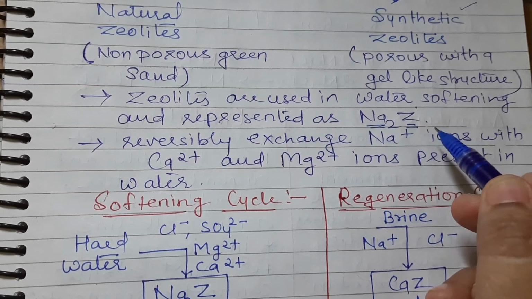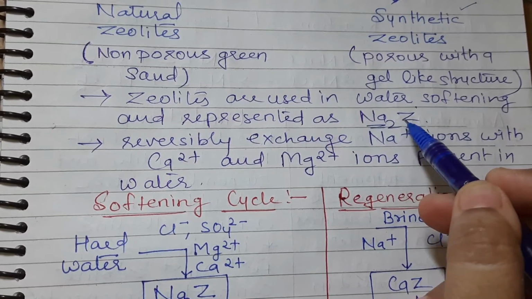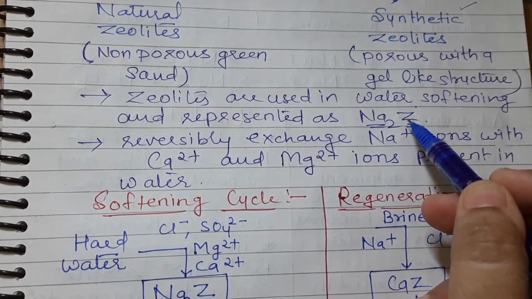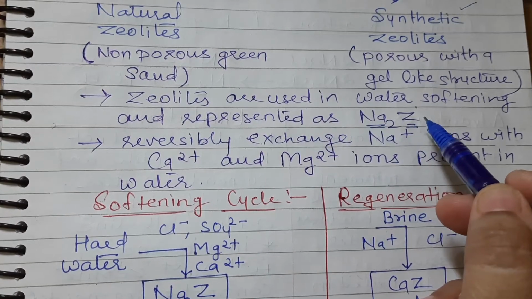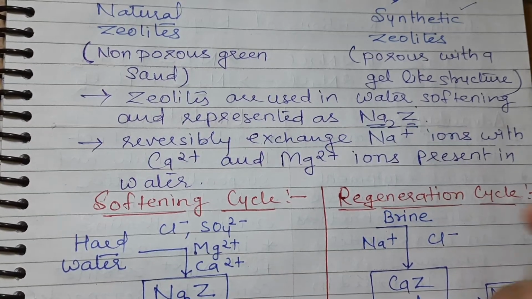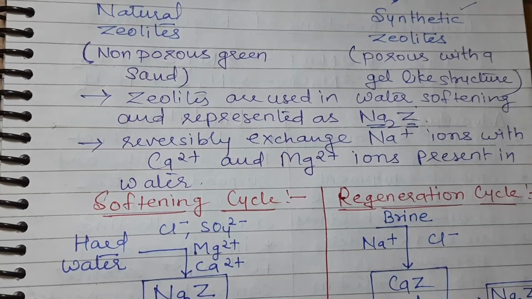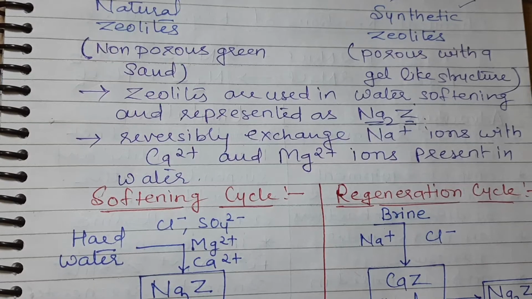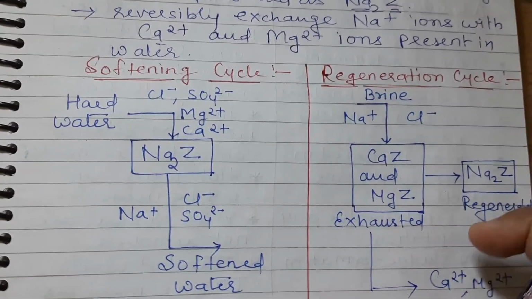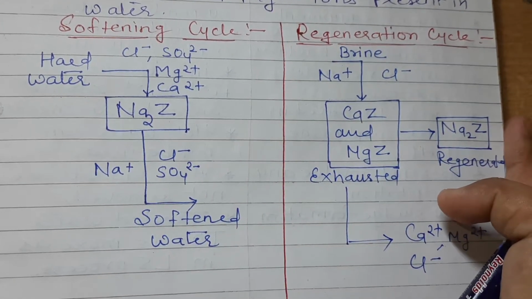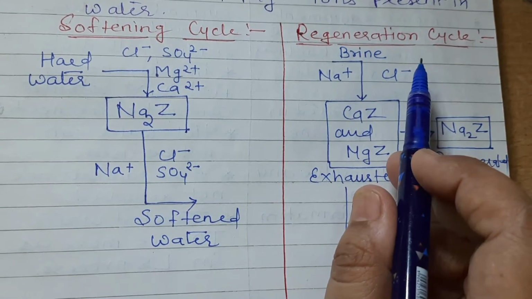They are exchanged, and calcium and magnesium ions are trapped by the zeolite, and in return for those ions, an equal number of sodium ions are returned to the water to maintain electric neutrality. So this type of ion exchange is basically reversible in nature, and in this manner the water is softened. So basically when you employ the zeolite process, there are two cycles. One is the softening cycle, another one is the regeneration cycle.